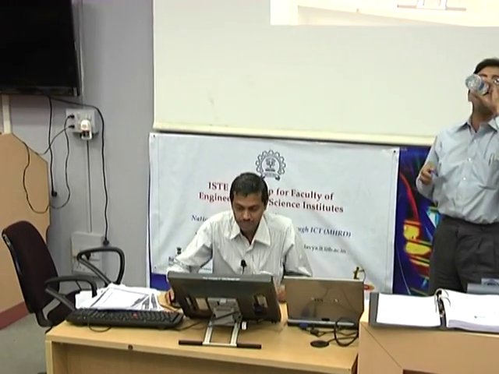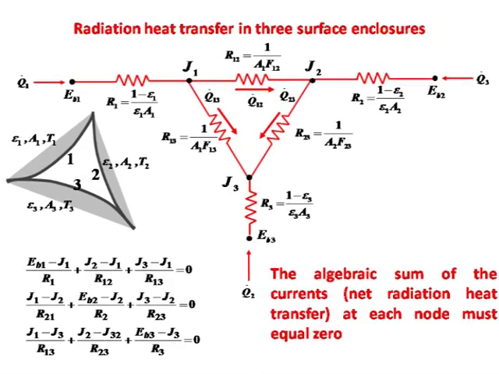Okay, so let's move on to the final phase of radiation, that is radiation 5. Here we have a 3-wall enclosure. So if I go to the 3-wall enclosure, another important thing which we need to realize is the electrical resistance analogy between radiation and conduction.